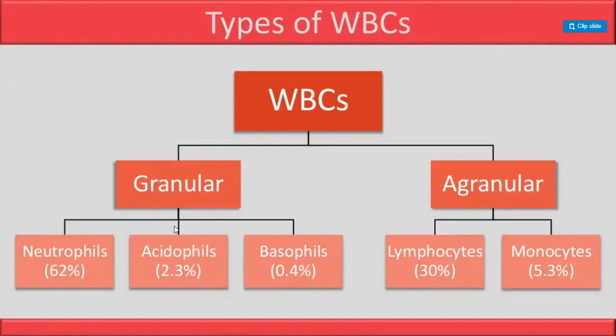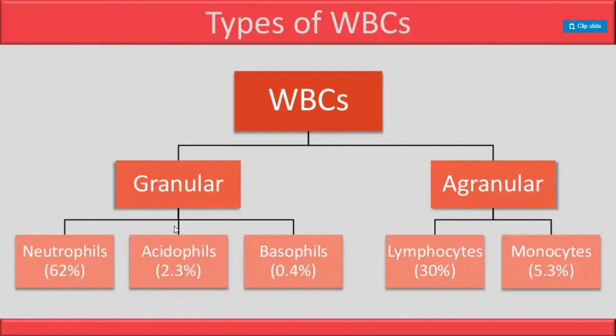The first one, neutrophils, are more in number. They are the highest number of white blood cells, and they make up 62% of the white blood cells. So neutrophils, 62% of white blood cells, and then we have eosinophils or acidophils.